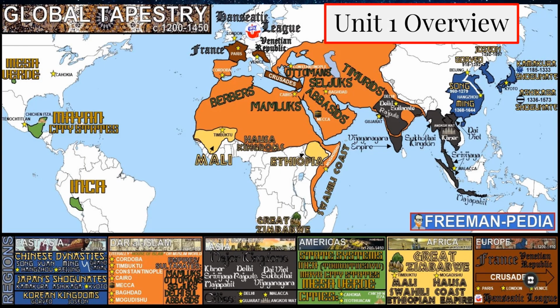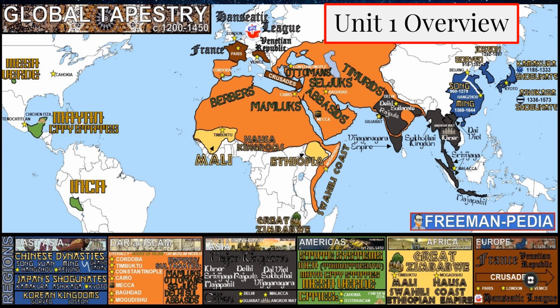Unit 1 is titled The Global Tapestry. Remember, shaking out the cobwebs. Basically all of Unit 1 is going region from region around the globe saying, what states existed, were there any significant cities, what were the governance and politics like, state system, culture, societal hierarchy, everything like that. So that is how Unit 1 is broken down.